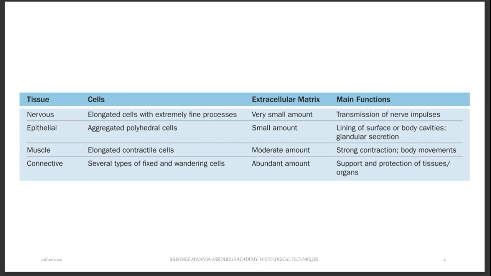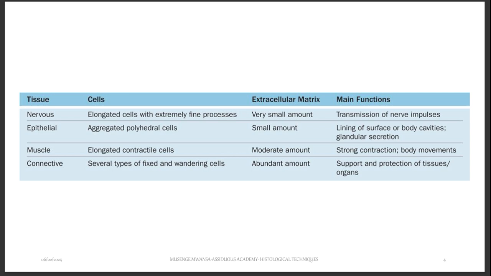Okay. So we are saying we have got four main types of tissue. The nervous tissue is going to be involved in transmission of impulses in the body. For example, for me to feel pain, for me to move my muscles, I need nerves. Without a nerve, you can't feel anything.